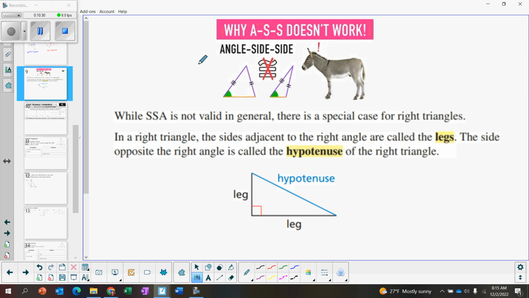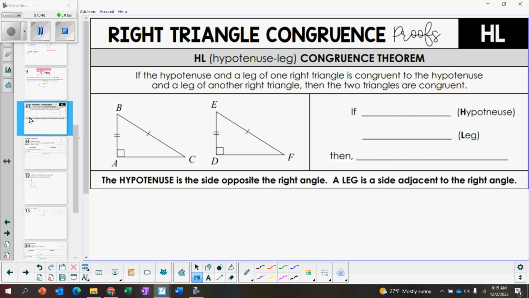So ASS does not work, right? But there is a very specific case where it does, but it's called something completely different. So in a right triangle, the sides adjacent to the right angle are called the legs, and the side opposite the right angle is called the hypotenuse. So we have something called hypotenuse-leg, or HL. So if the hypotenuse and the leg on the right triangle are congruent, then the triangles are congruent by HL.